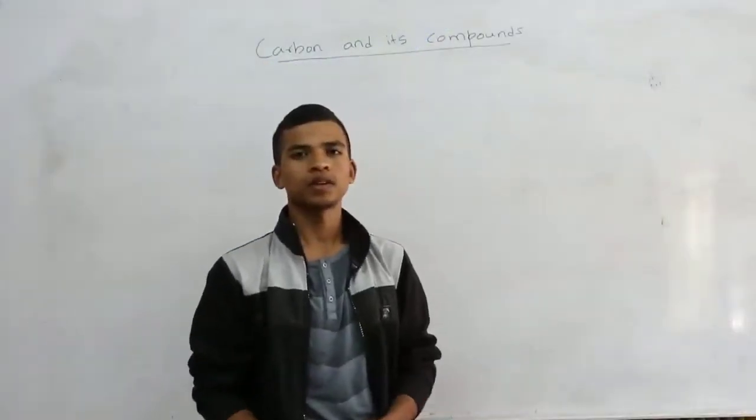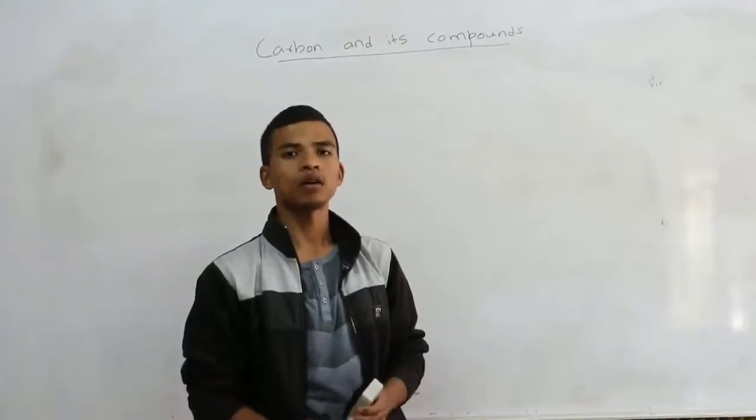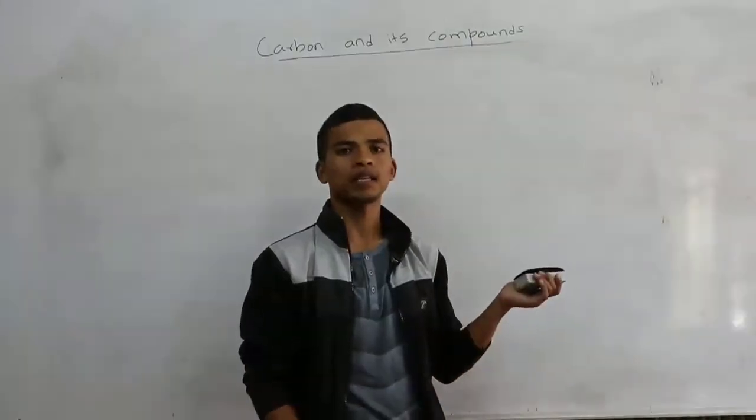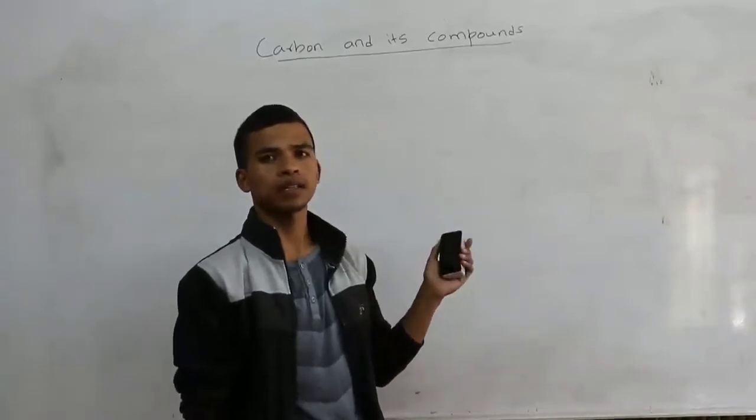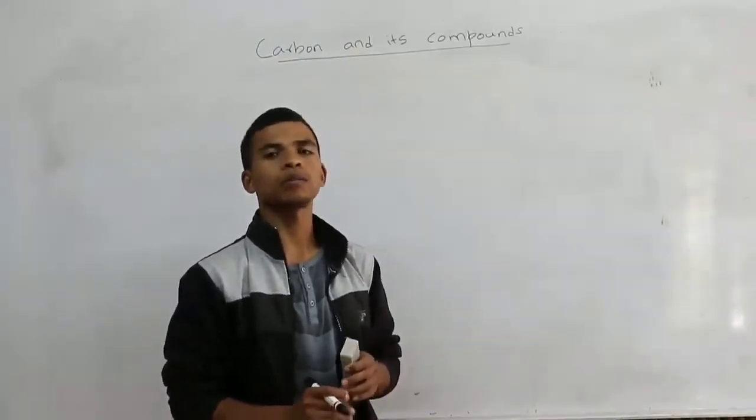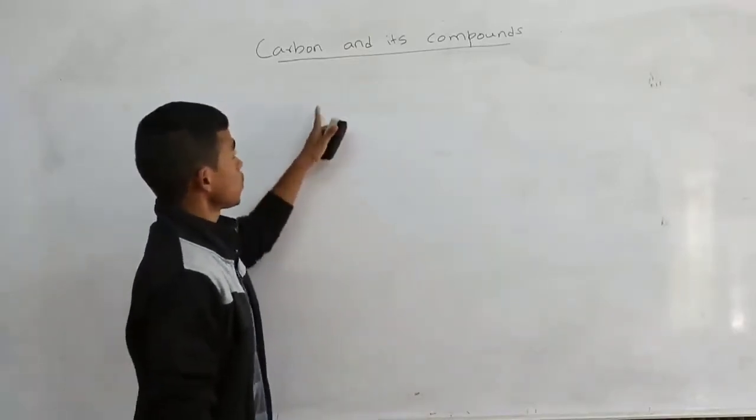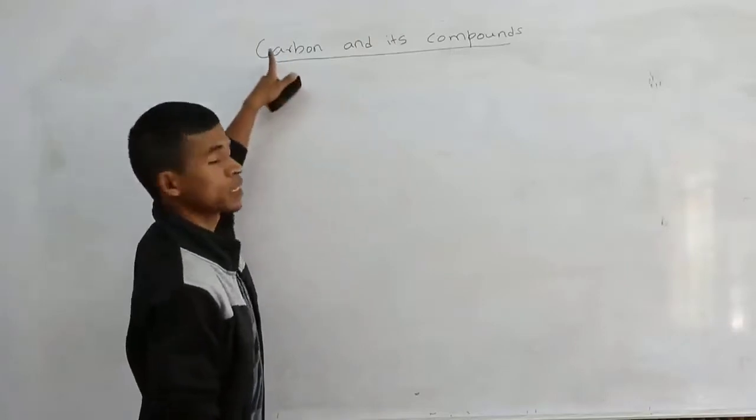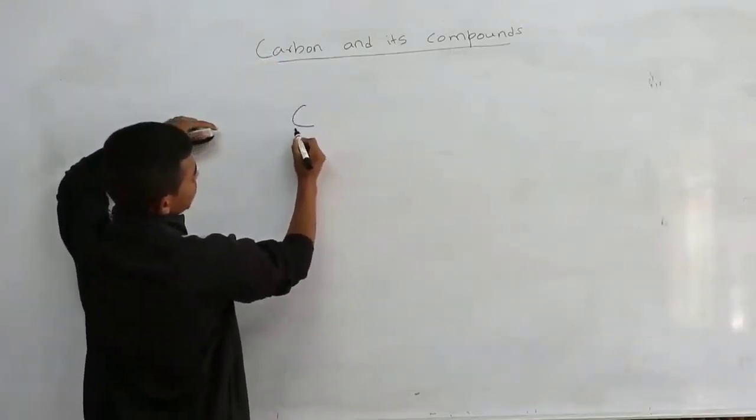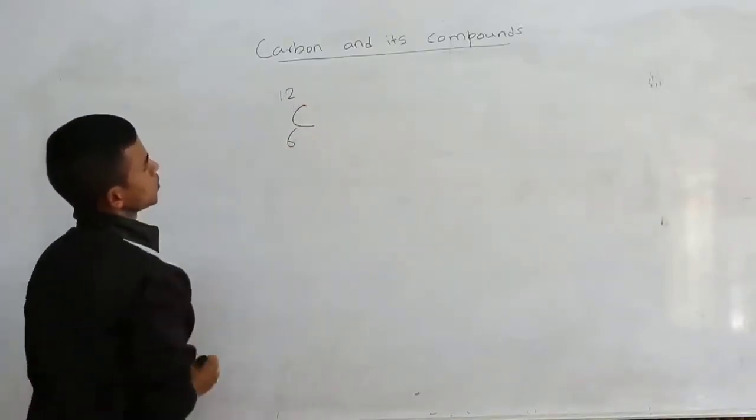Last class we were discussing the occurrence of carbon, and the covalent bonds between atoms of the same elements. Today we are going to continue on covalent bonds, but between atoms of different elements. Before that, let us recall again the element carbon. Carbon has atomic number 6 and mass number 12.